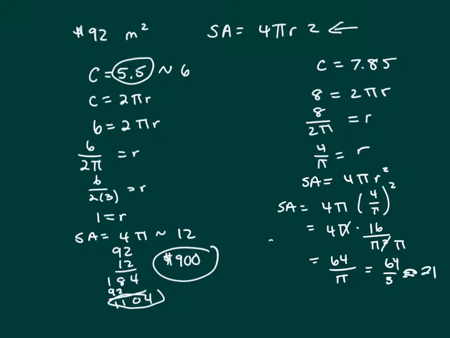So let's do 21 times 92 and see what we get. 9 times 2 is 18, and carrying the rest, I went over a little bit: 1932. So 1932 is closest to 1800. So there's your two numbers.